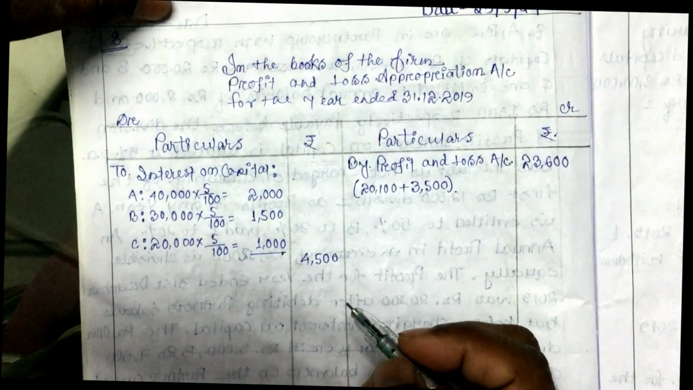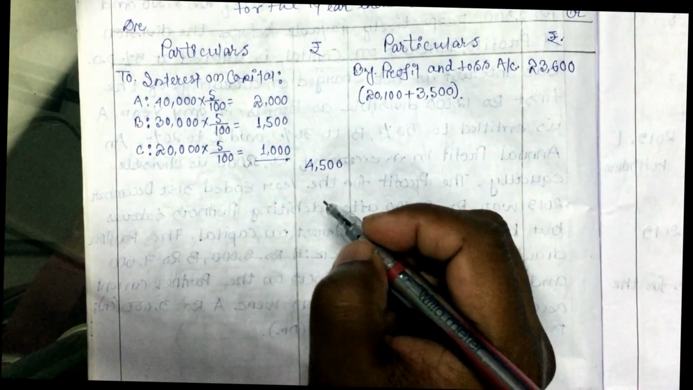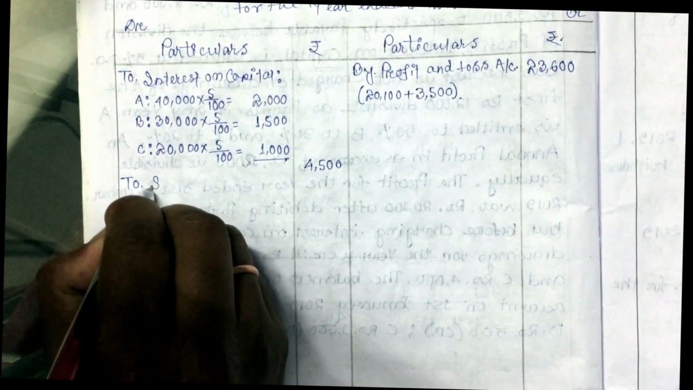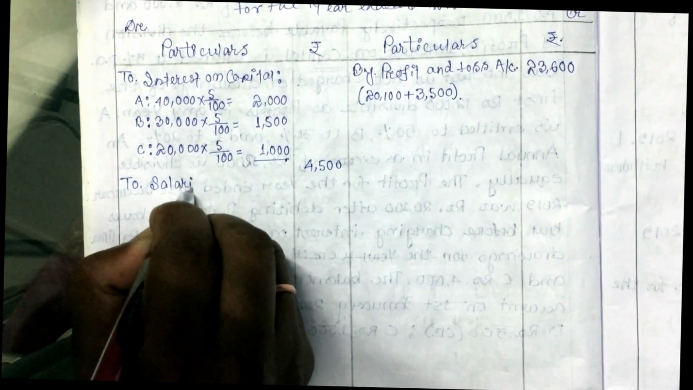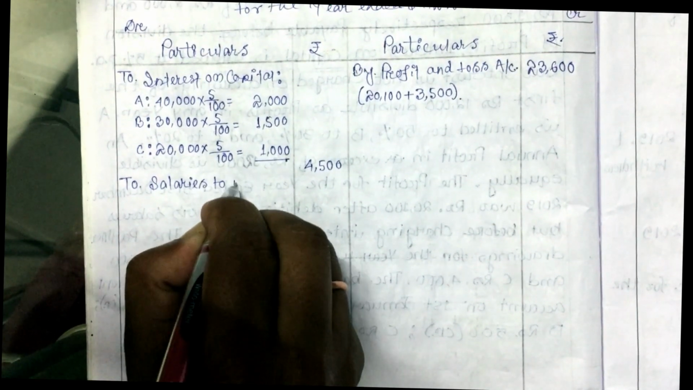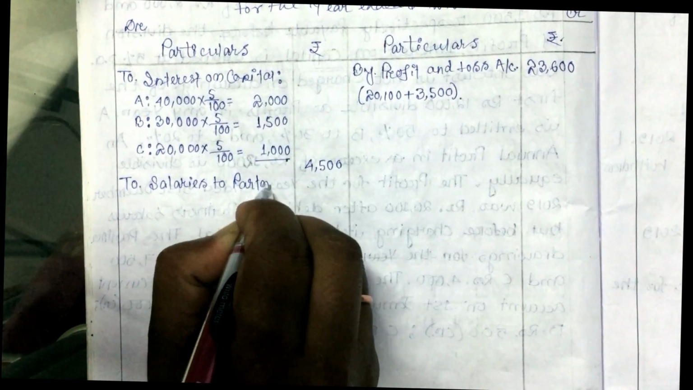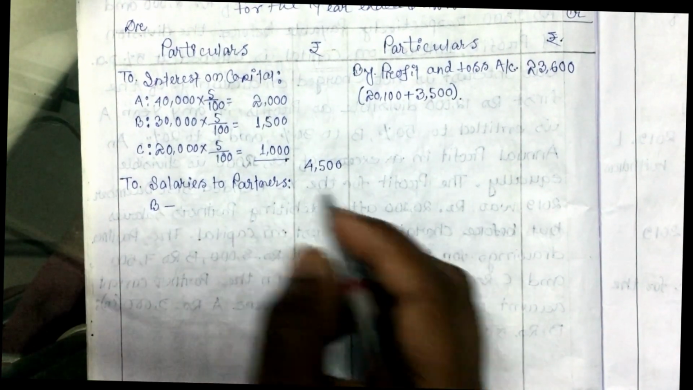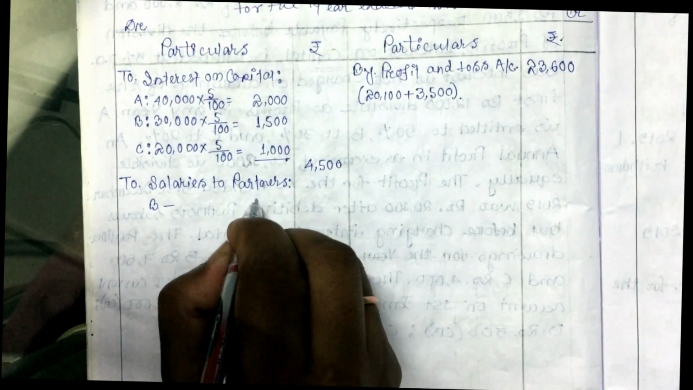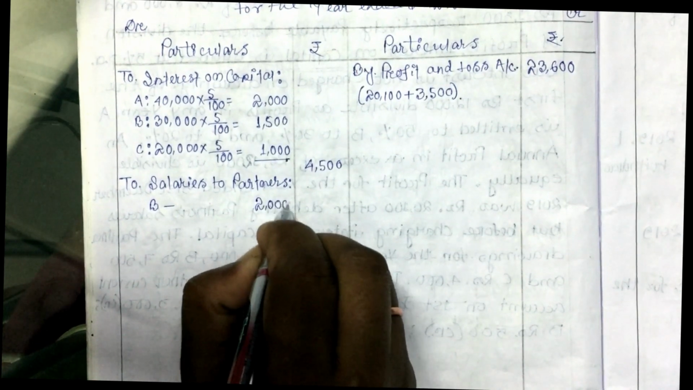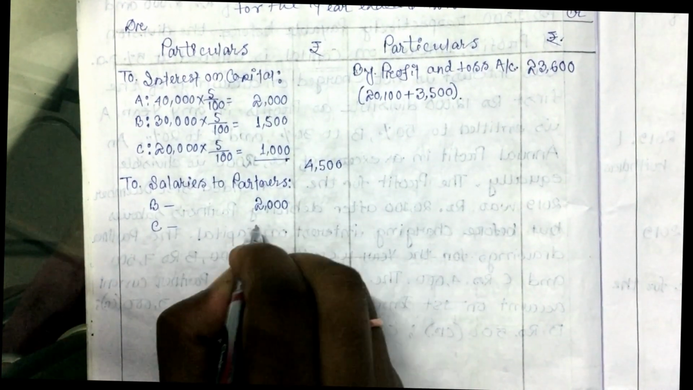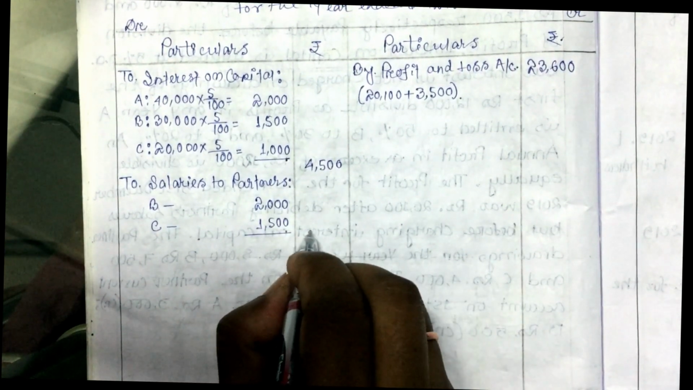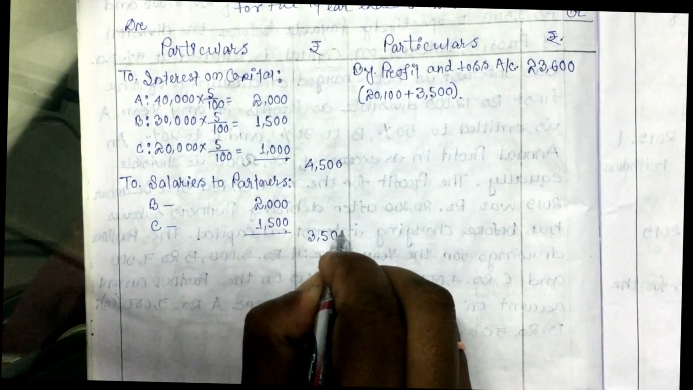Right. Next part, you see partner B and C are entitled for salary to partner. Partner B is getting salary of rupees 2,000 annually and C is getting salary of rupees 1,500 annually, 3,500 rupees.